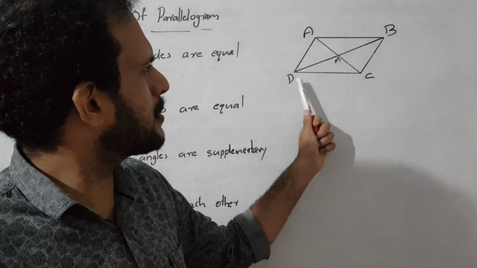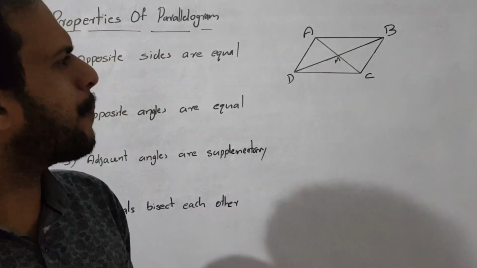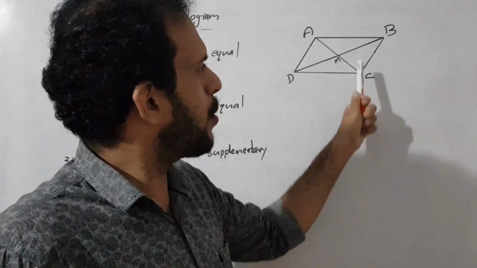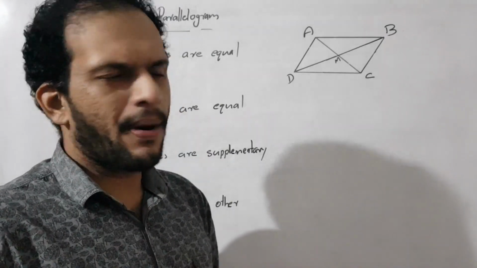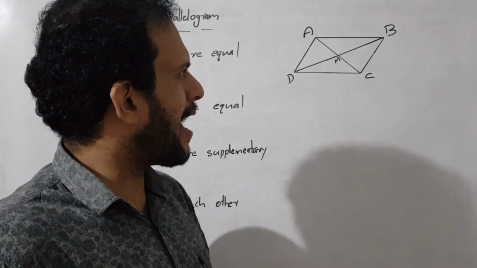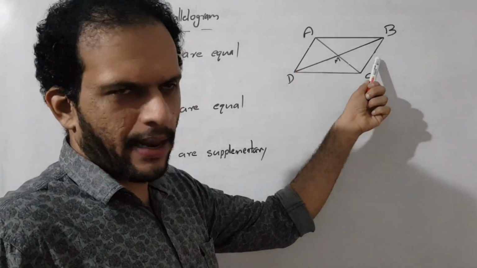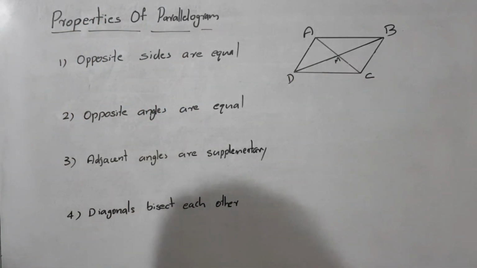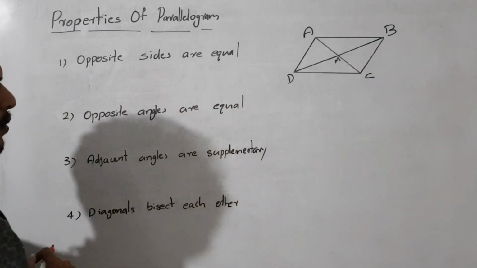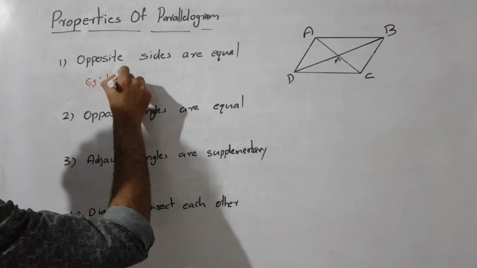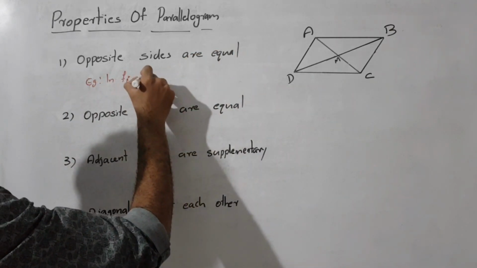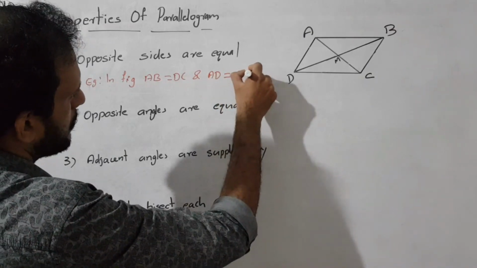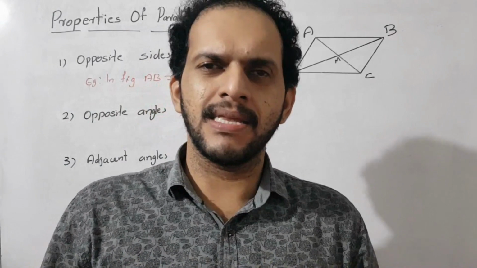If we consider this figure, ABCD is a parallelogram, and what are the opposite sides? Yes, it's very clear. AB and DC are opposite sides. Correct? So AB is equal to DC. And AD and BC are opposite, so these are also equal. In the figure, AB is equal to DC and AD is equal to BC. So what is our first property? Opposite sides are equal. I think you got it.